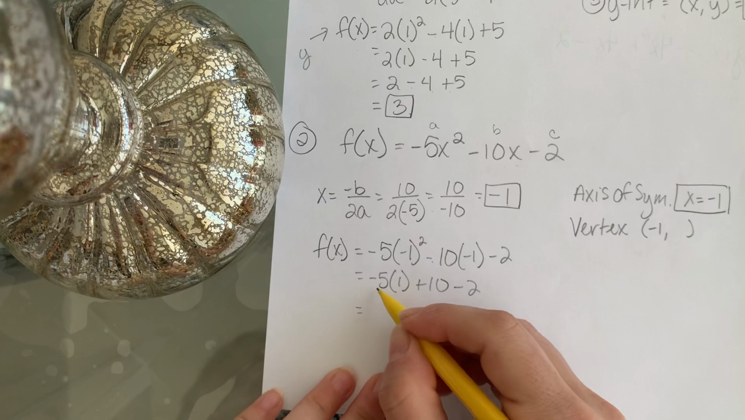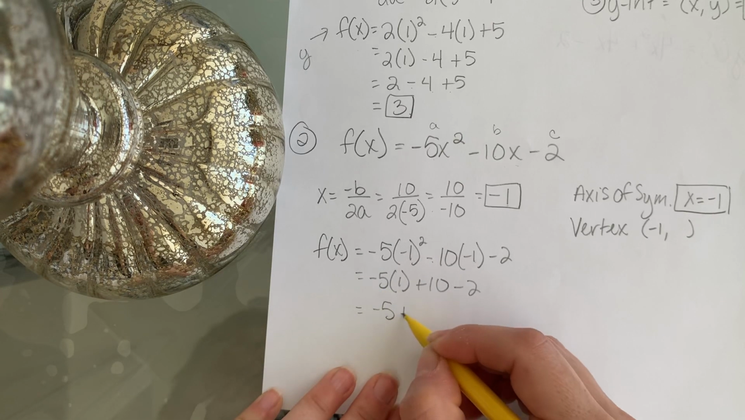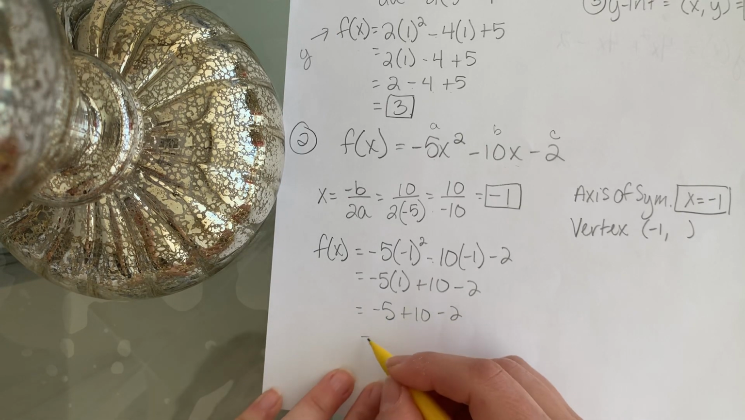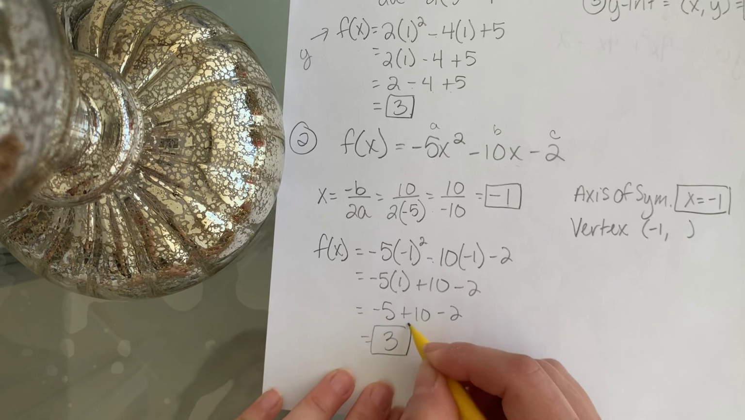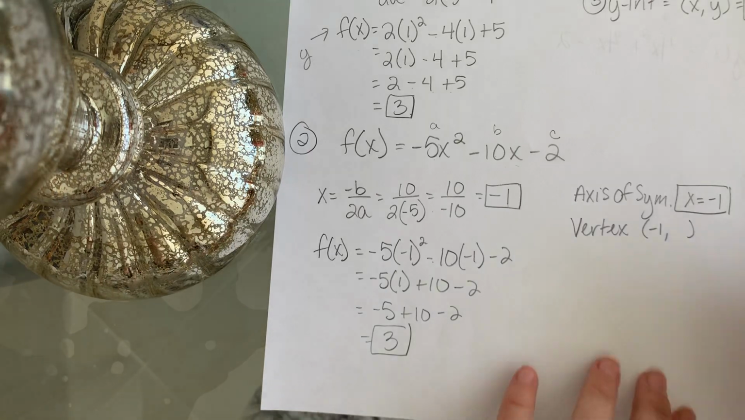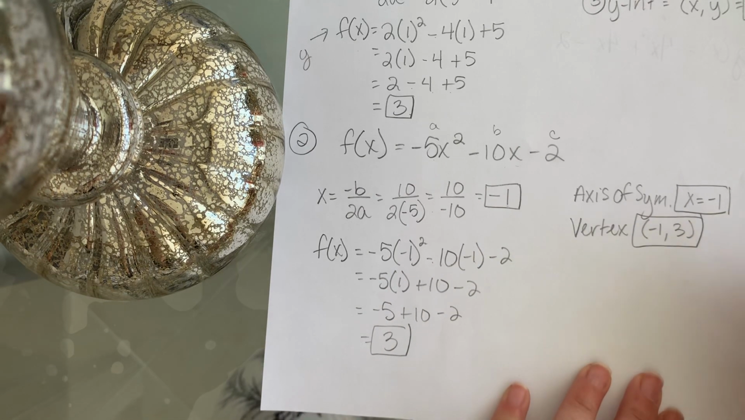So now you're left with negative 5 times negative 1 is negative 5, plus 10, minus 2. We'll plug these all in. Negative 5 plus 10 minus 2 gives you positive 3. Another positive 3, just like our first example. So now our vertex is negative 1 comma 3.